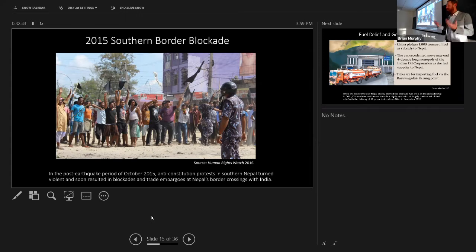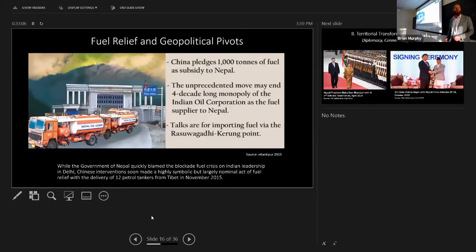What this blockade did was close all of Nepal's roadways for the import of fuel, for construction materials, for earthquake relief that was coming from South Asia, including Calcutta and Delhi, where major volumes and quantity of relief goods were to be sourced.